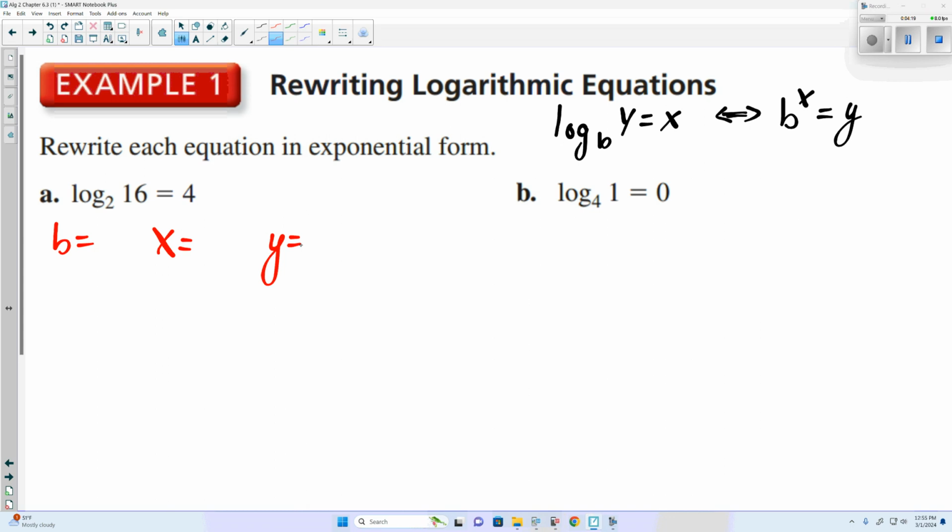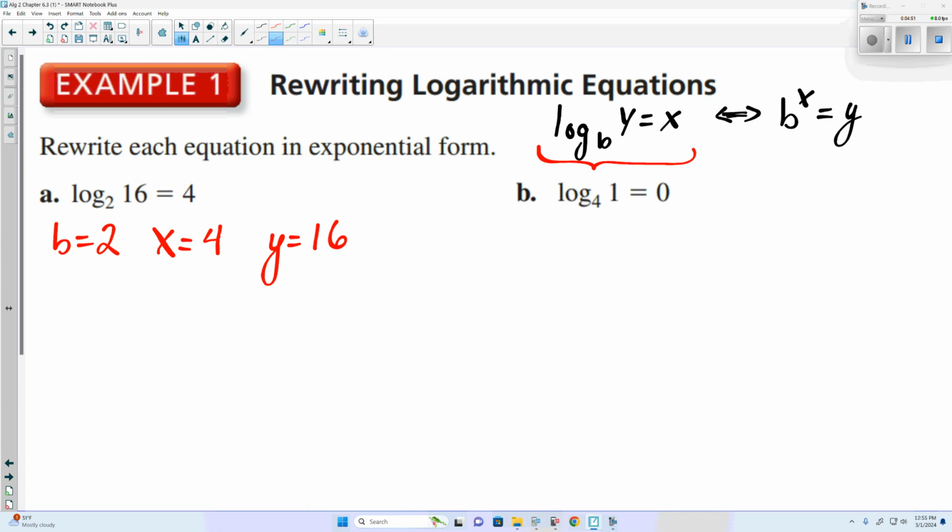All right, guys. I know what they are. b would be 2, x is 4, y is 16. Questions on how we found the values b, x, and y? So again, where we got them was from log base b of y equals x. So b is 2, y is 16, x is 4. We good with that?